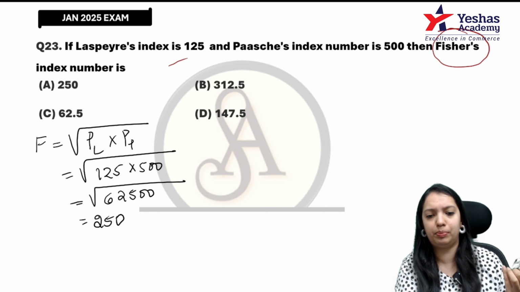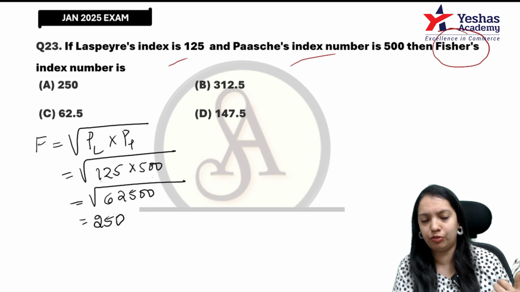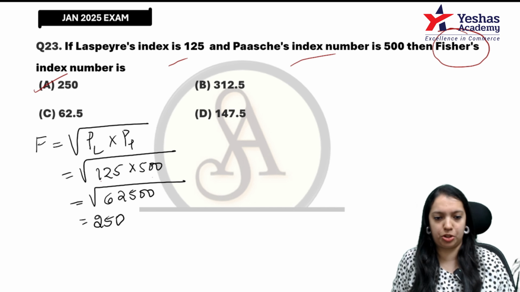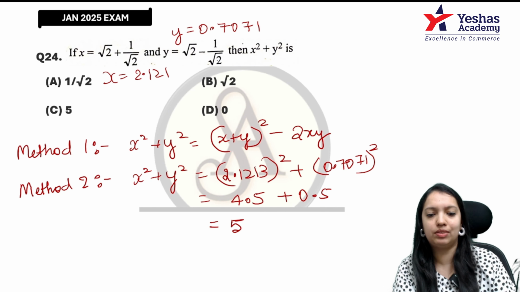Next, they're asking you to calculate Fisher's index number. Simple. It is square root of Laspeyres into Paasche. Square root of 125 into 500. You get the value as 250. Option A.